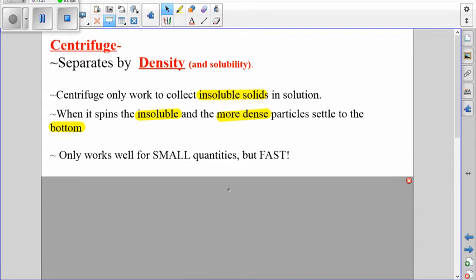Sometimes filters can take a really long time. Especially when the filter gets more and more full, it takes longer for stuff to go through it. A centrifuge is really fast, but you can only do a really small amount of stuff in it at a time. Like it takes kind of forever.